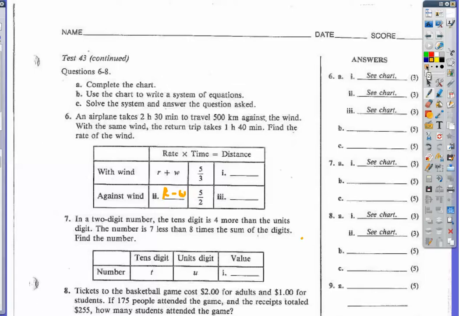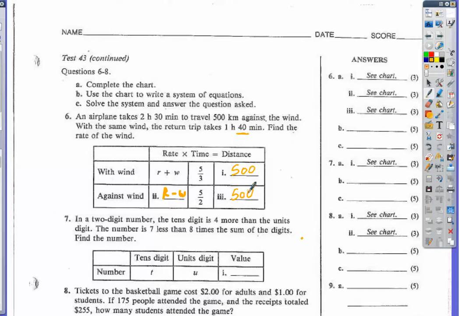So then, oh, it's convenient. So 40 minutes is 2/3 of an hour. 2/3 plus 1 is 5/3. And they convert into halves too, so that's fine. And my distance is that 500 kilometers that occurs both directions. So I filled in my table. That's an easy 9 points right there.